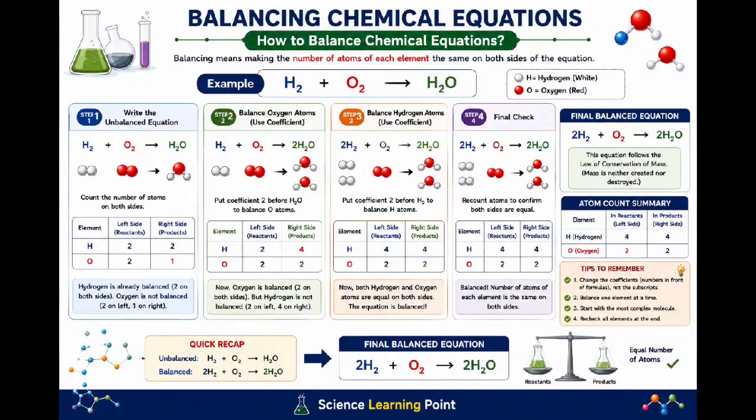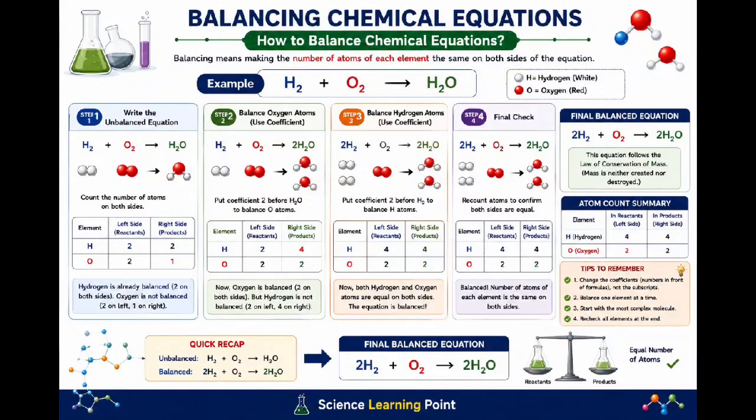Step 3, balance oxygen first. To make oxygen equal, place 2 before water. Now the equation becomes 2H2O. Count again. In the reactants, H equals 2 and O equals 2; in the product, H equals 4 and O equals 2. So now oxygen is balanced but hydrogen is not balanced.